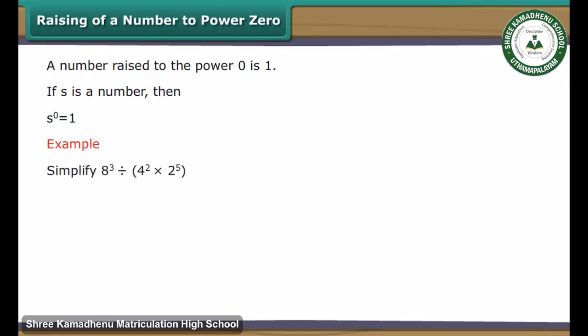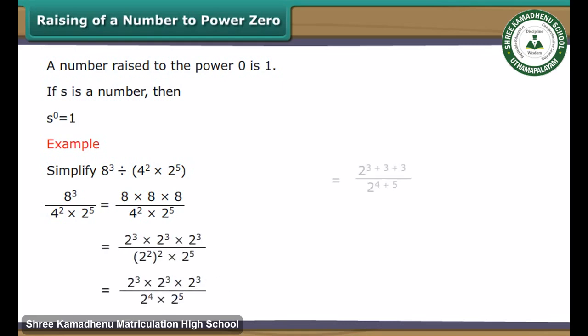Simplify 8^3 divided by 4^2 into 2^5. We get 8^3 upon 4^2 into 2^5, which is equal to 8 into 8 into 8 whole upon 4^2 into 2^5. Now by further simplifying it, we get the answer 1.